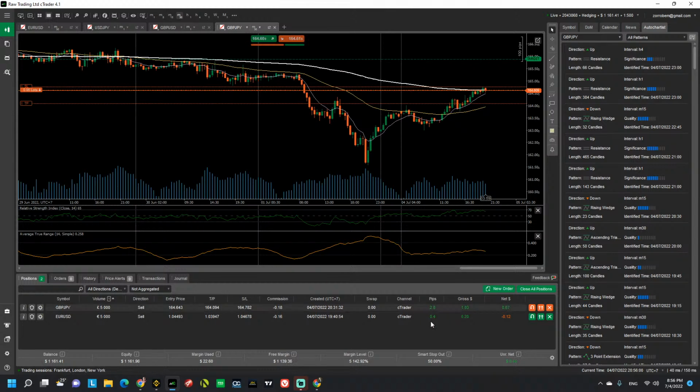Oh, here the Euro USD went green a little bit, but went back to 2 point. Now if we can get a net profit of about $5 or $6, then we're okay.